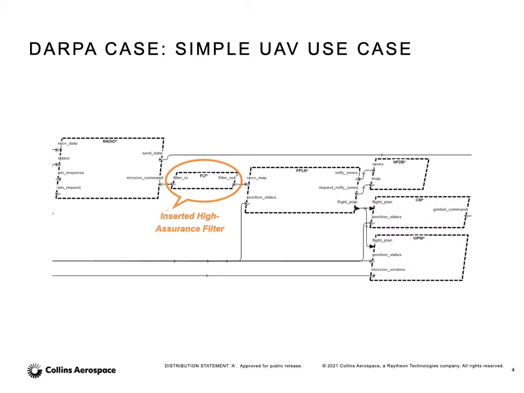Here's a simple UAV use case in which a filter has been placed between the radio component, which talks to the outside world, and the flight planning componentry of the UAV. This well-formedness check ensures that no malformed messages get through to the flight planner.